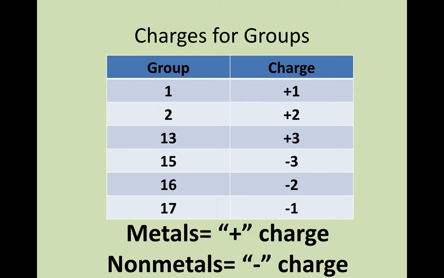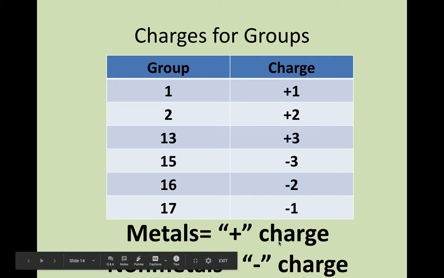So just a reminder, group 1 is going to have a +1 charge, group 2 will have a +2 charge, 13 is going to have a +3, 15 is going to have a -3, 16 will have a -2, and 17 will have a -1. So we're going to talk more about how we got those charges in another unit. However, I want you to be aware of this for now. So I would give you this on a test or quiz for the time being as well.